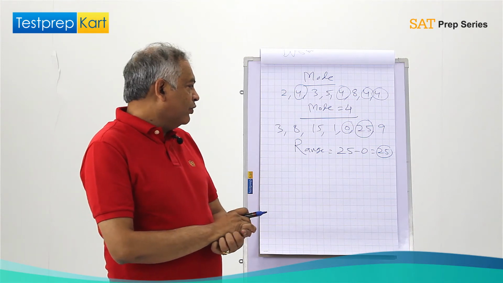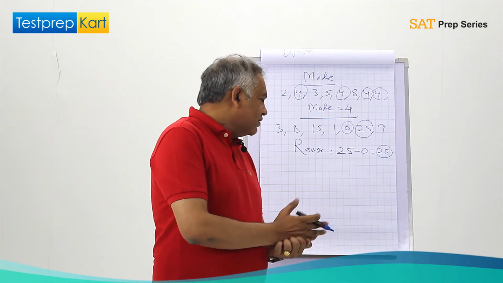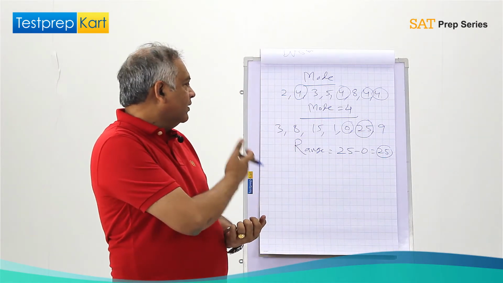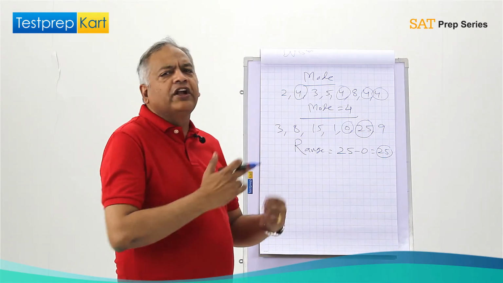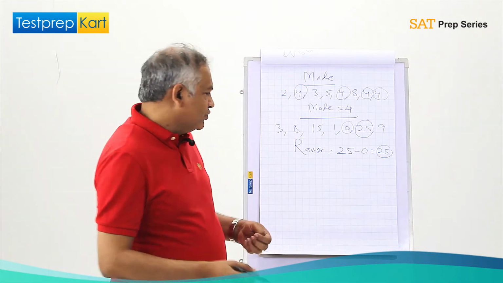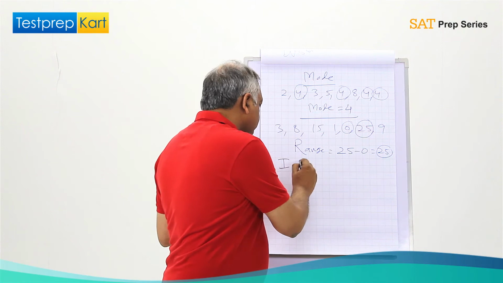So these are 4 basic calculations, statistical parameters you can say, for finding out all about the data. Now the next concept is the interquartile range, or we call it IQR.